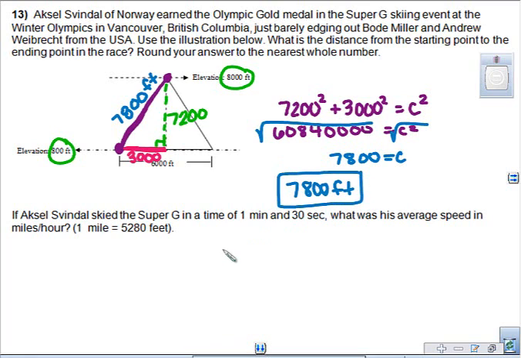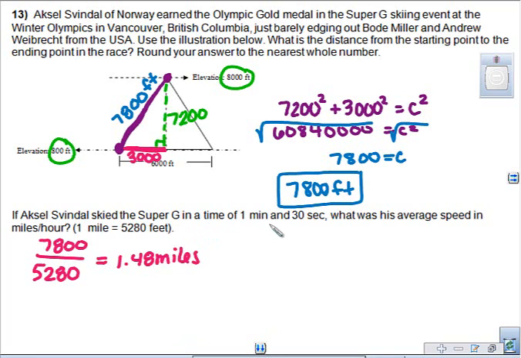The second portion of the question asks, if he skied the Super G in 1 minute and 30 seconds, what is the average speed in miles per hour? And they give you the conversion here that 1 mile is 5,280 feet. Okay, well, there's a couple things you can do here. You're going to have to convert your minutes to hours, first of all, and then your feet to miles. So if there is 7,800 feet traveled and there's 5,280 feet in a mile, that tells you that this many feet would be approximately 1.48 miles. So that's the distance in miles that he traveled.